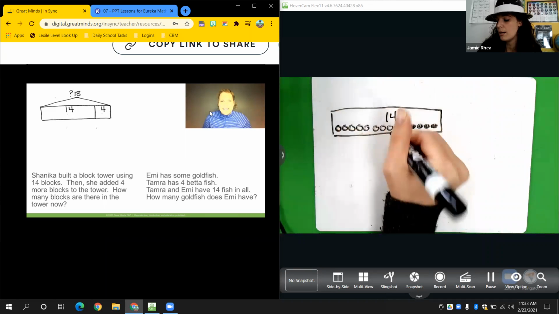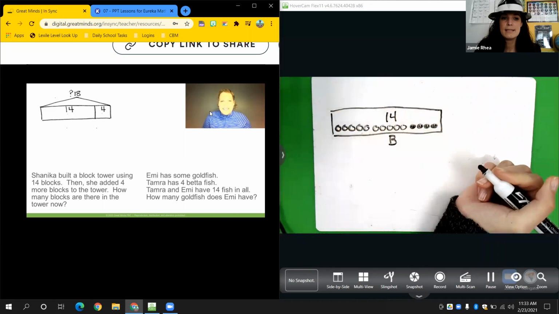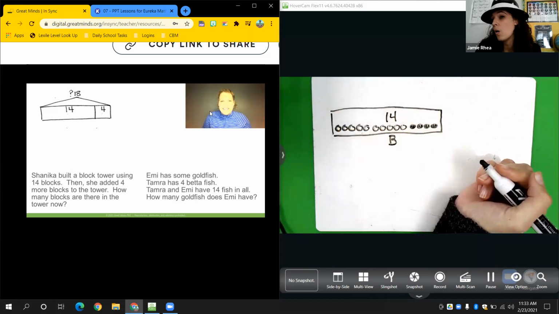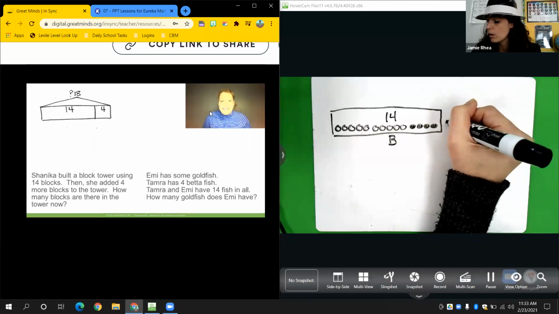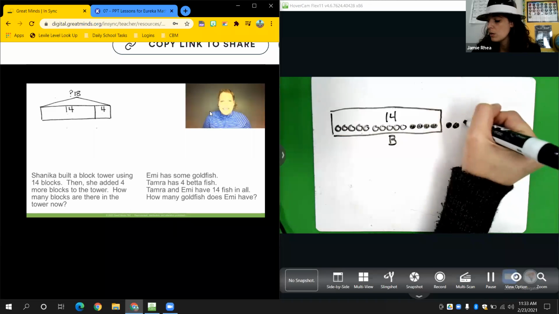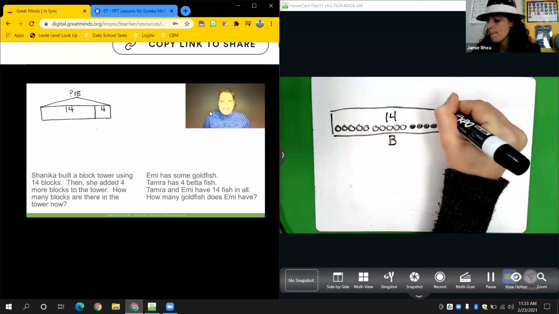in our block tower. Then it says she added 4 more blocks to the tower. Is that 4 more a whole or a part? It's a part. So we're going to add 4 more. 1, 2, 3, 4.